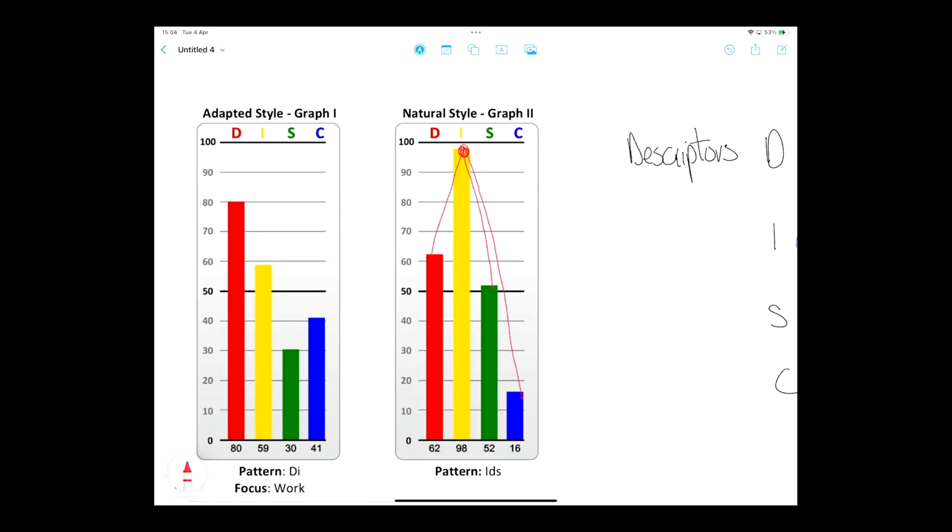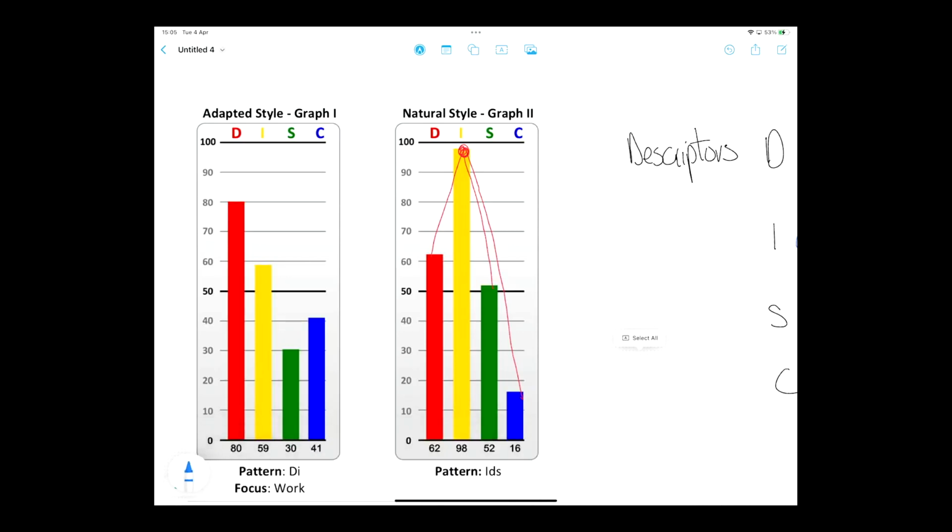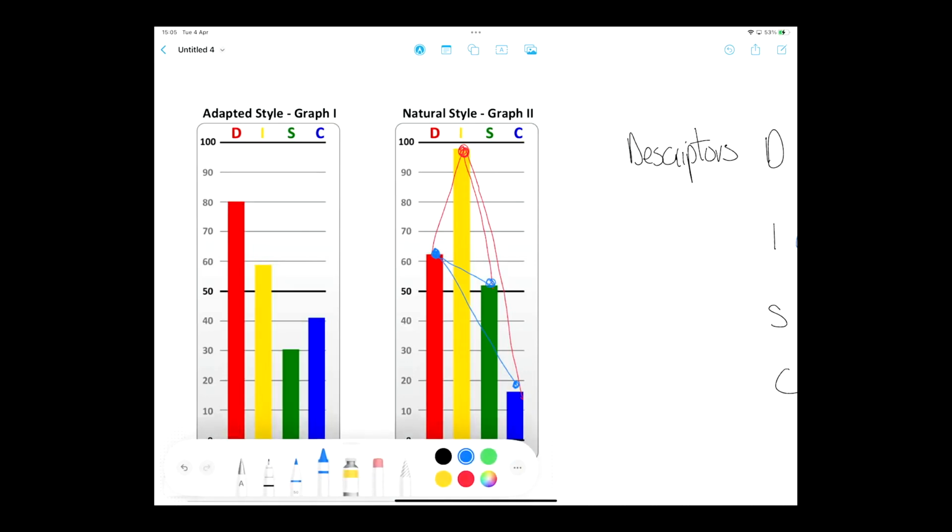That's step one. Secondly, we also have the D style. The D style is the second highest score. So what we want to do next is have a look at how it relates to the others. So we want to have a look at how the D relates to the C. We also want to have a look at how the D relates to the S. In addition, the third highest score is the S score.